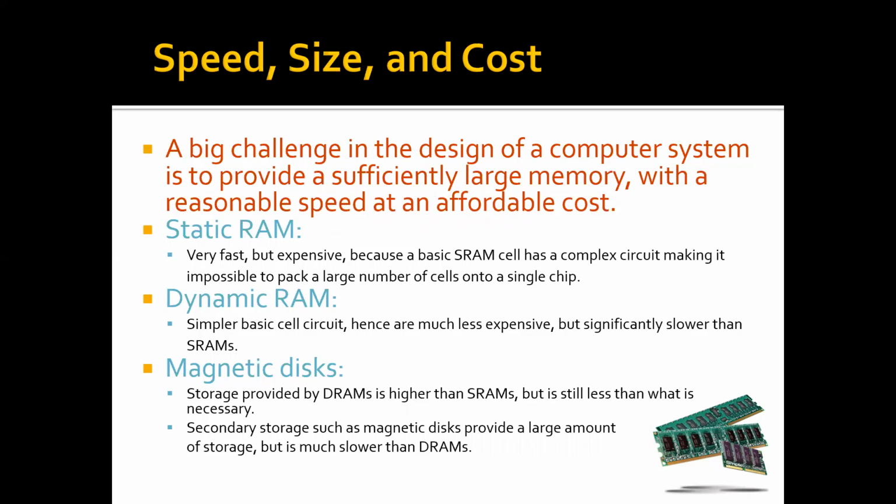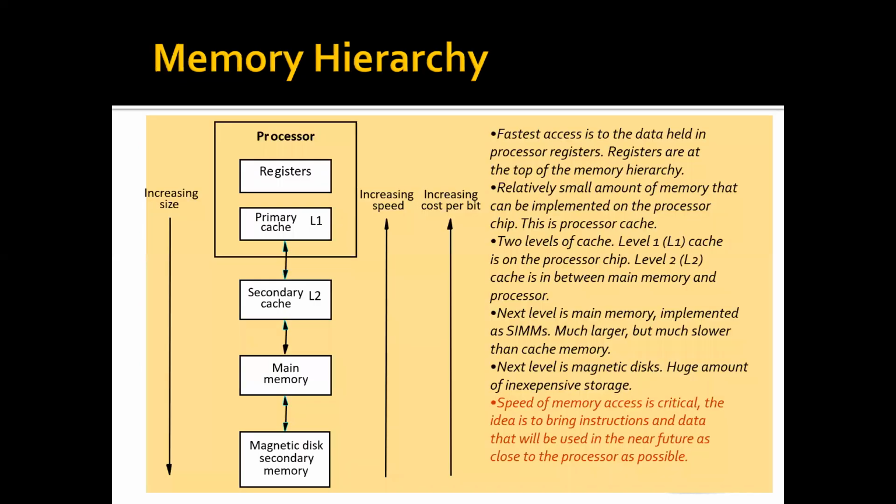So static RAM is generally used in the cache memory, and dynamic RAMs are generally used as the main memory. And if we want to store data permanently, we may go for the magnetic disk. The storage provided by DRAMs is higher than SRAMs, but still less than what is necessary, so for permanent storage we use some storage devices.